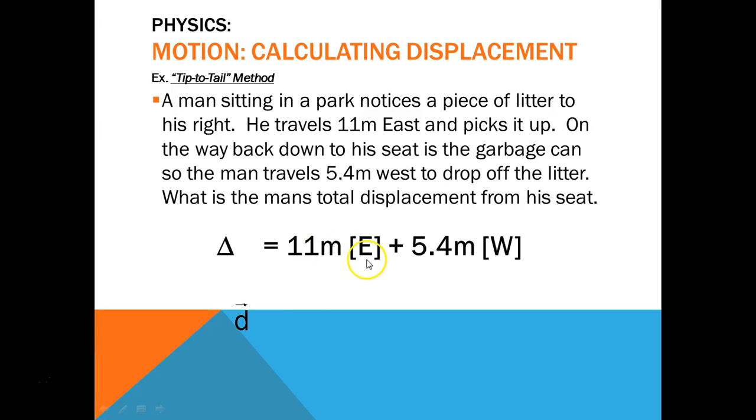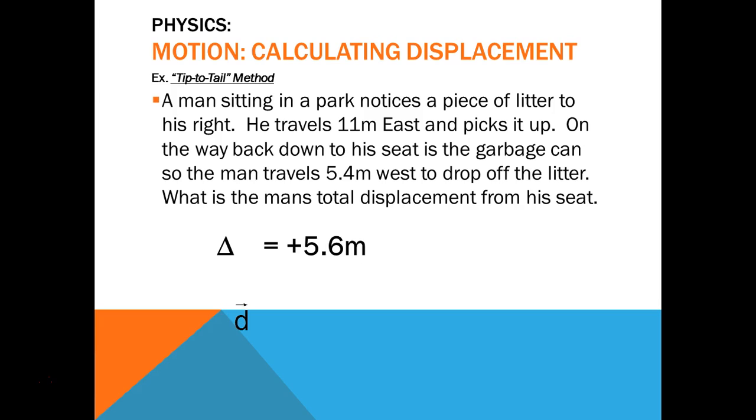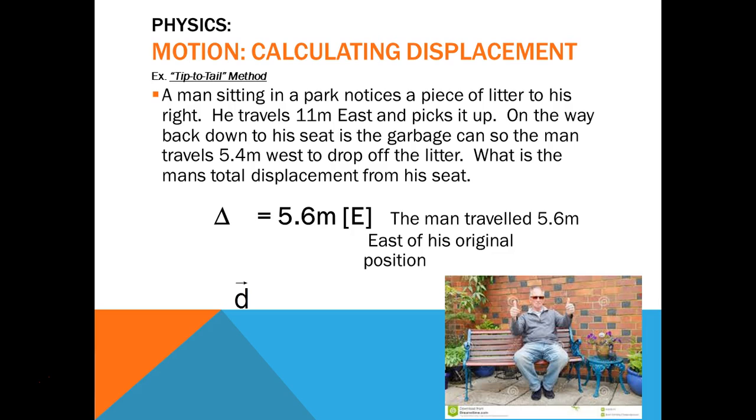So I have 11 meters east, 5.4 meters west. I assign the signs, which are positive and negative. Then I can easily subtract those two to get 5.6 meters. Positive direction, which means 5.6 meters east. Yay, you did it! And there he is, happy he threw out his garbage.